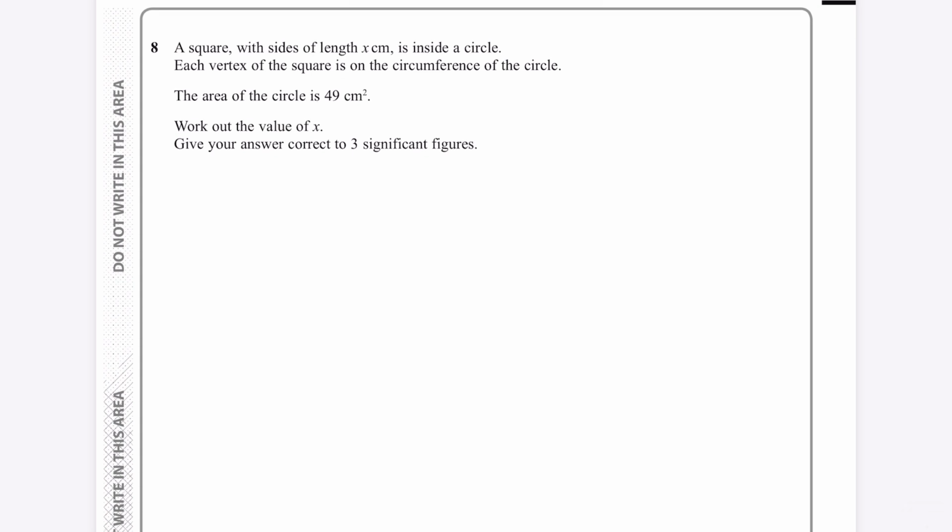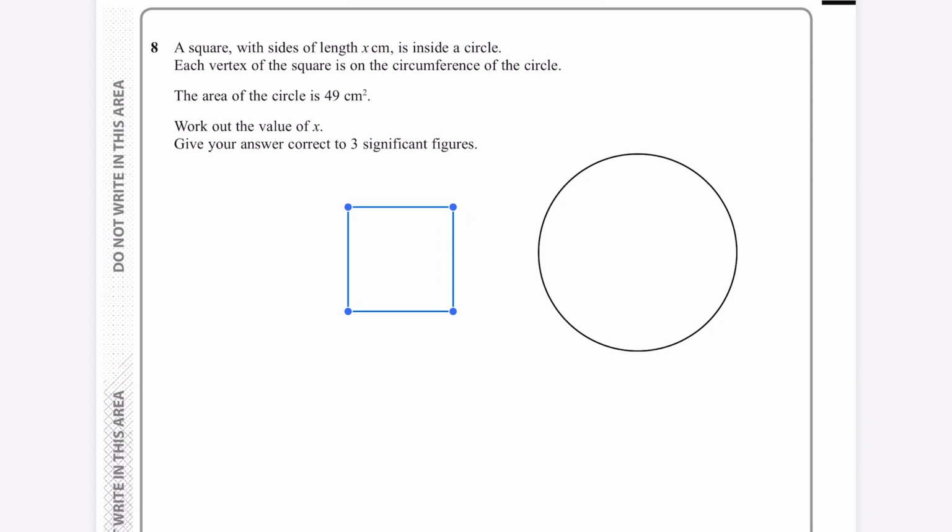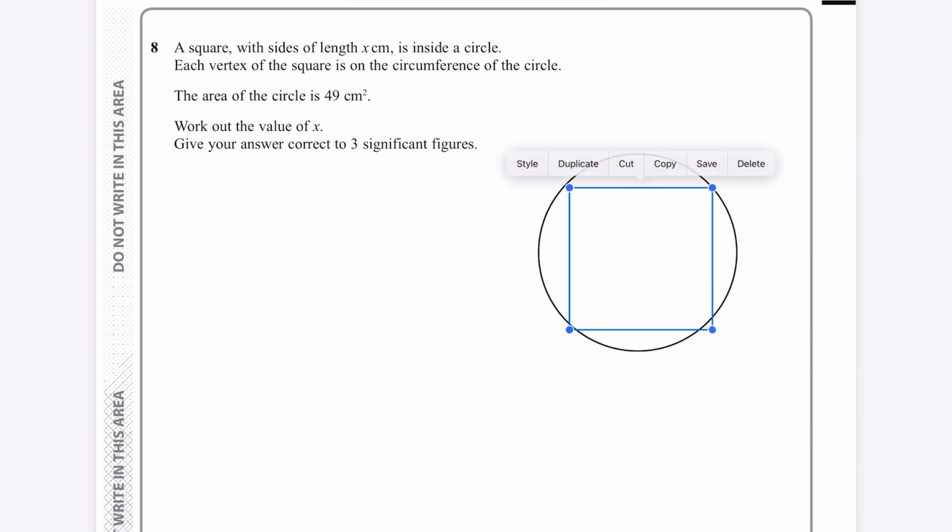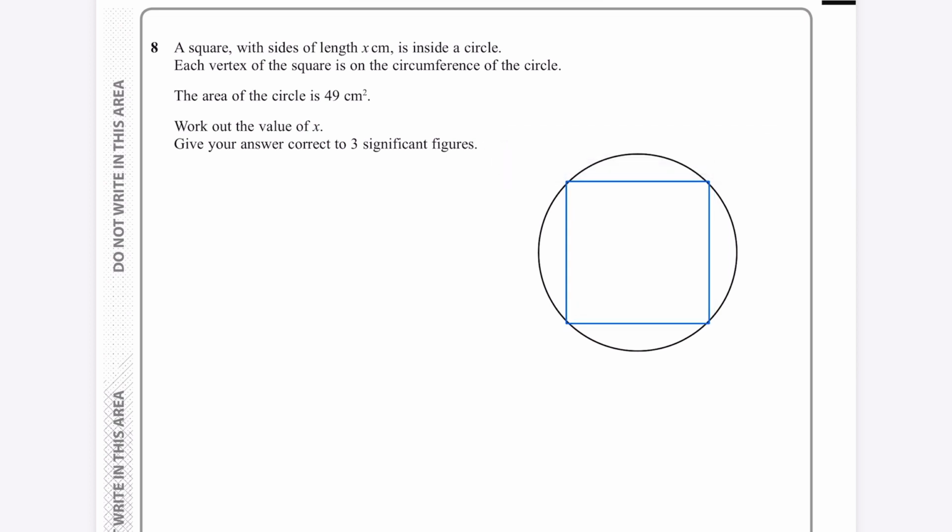Each vertex of the square is on the circumference of the circle. The area of the circle is 49 centimeters cubed. Work out the value of x. Okay, so we have been told that there's a circle and it has a square inside it. And we've been told each vertex of the square is on the circumference, so I'm just going to position this so each corner is touching the circumference. That's about right. It's a little bit off, but you can get the point, and I think that's the best I can do. Cool.